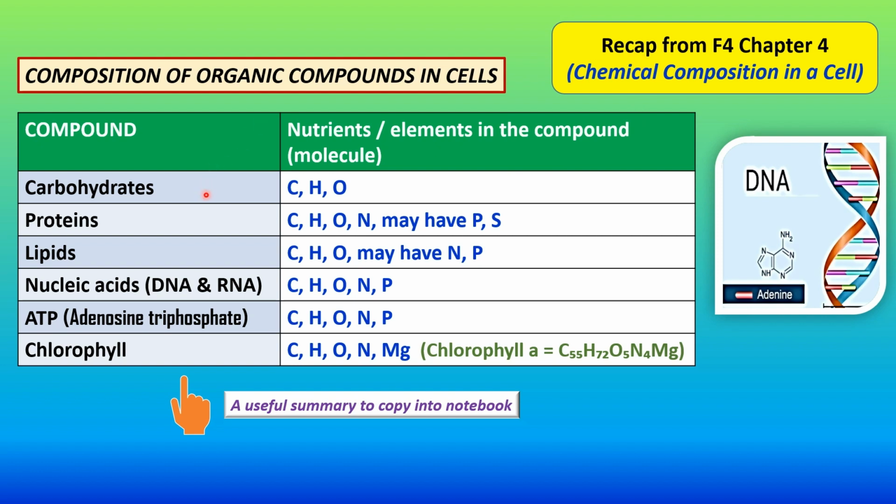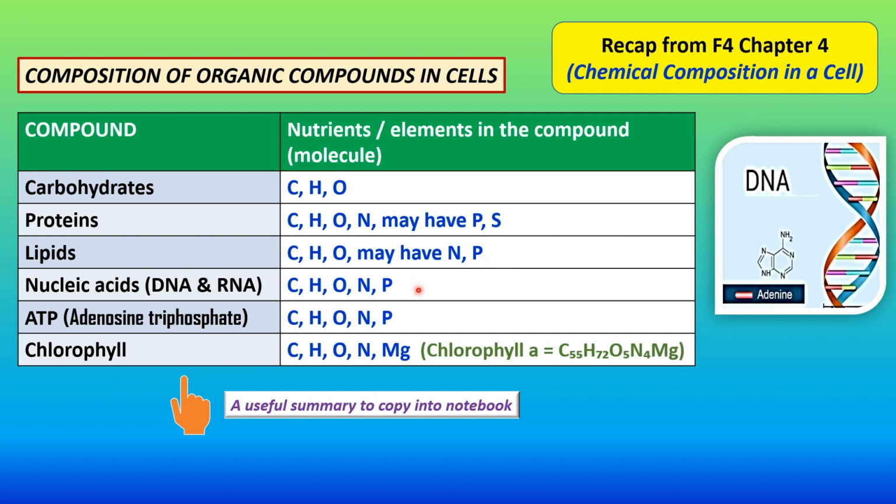And we also add in here ATP and chlorophyll. What are the elements found in those? Now, for carbohydrates, what is the composition? Carbohydrates contain the elements CHO, carbon, hydrogen, oxygen. All right. And proteins contain CHON, N is nitrogen, and they may have phosphorus or sulfur in the molecule. Now, lipids contain CHO, and then we have N and P, nitrogen and phosphorus.